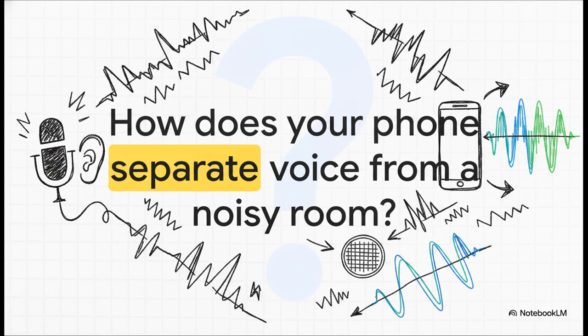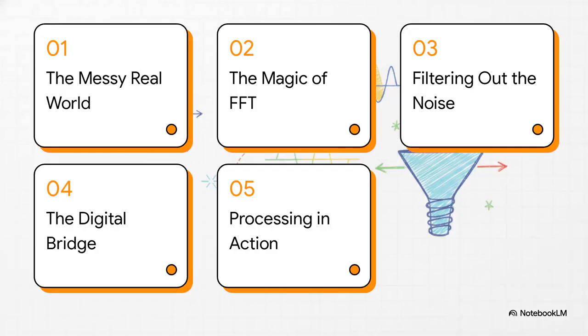And that's exactly where signal processing comes in. It's an entire branch of electrical engineering completely dedicated to solving this very problem, extracting actual, meaningful information from all that real-world chaos. So, to figure out how this works, here's our roadmap for today. We'll look at the messy real world, the magic of FFT, filtering out the noise, the digital bridge, and finally, signal processing in action. All right, let's jump in.